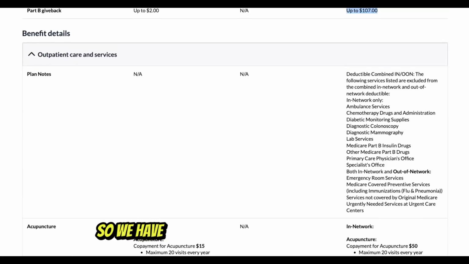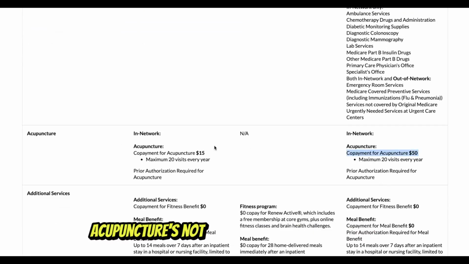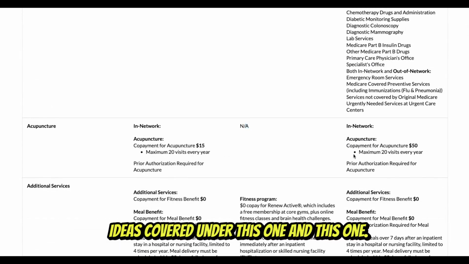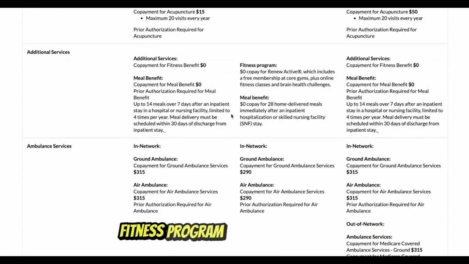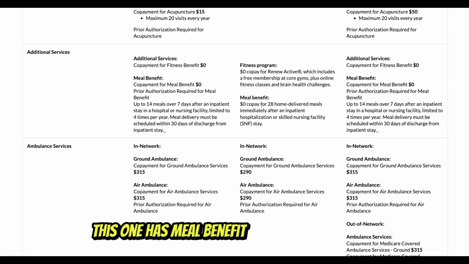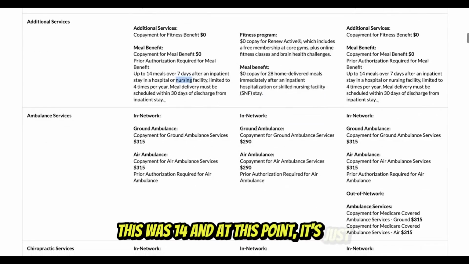So we have acupuncture. This has a $50 copay. Acupuncture is not covered under this program. It is covered under this one and this one. Fitness program. You're usually going to have a fitness program on all the programs. This one has a meal benefit for 28 home delivered meals. So this one has more than this one. This one's 14 meals. This one's 28. This one's 14. And at this point, it's just a comparison.